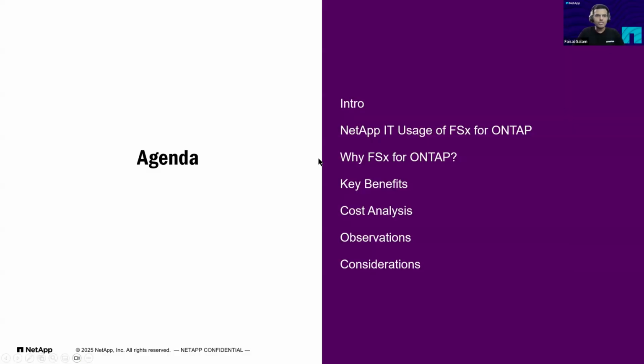As part of today's discussion, we will talk about our use cases of AWS FSx for ONTAP, why we decided to use FSx compared with other cloud solutions, the key benefits, cost analysis, observations, and considerations. At any point, feel free to interrupt me if you have any questions.